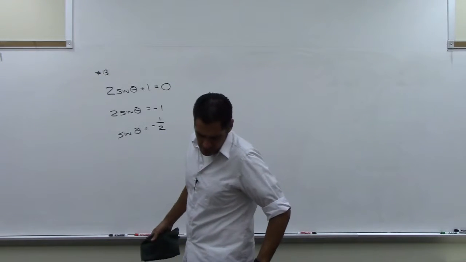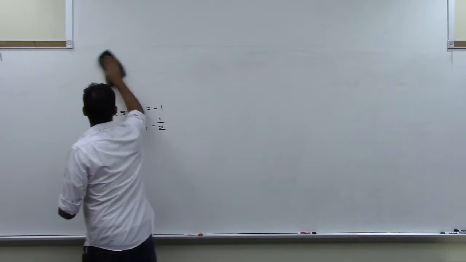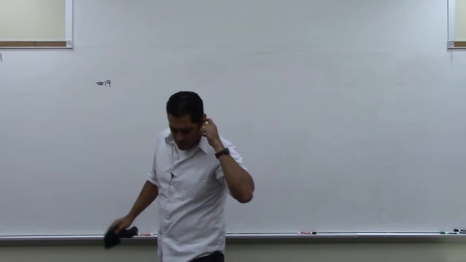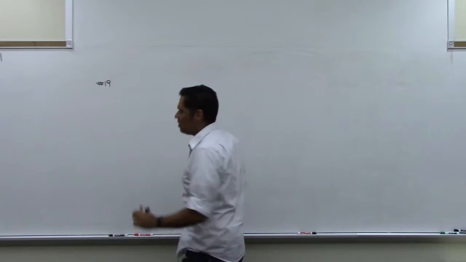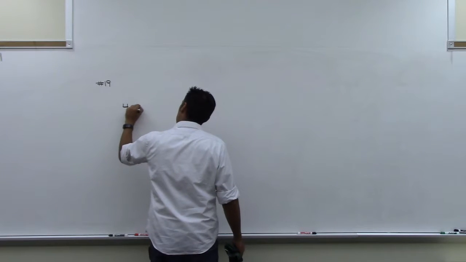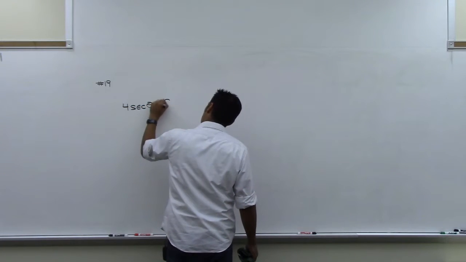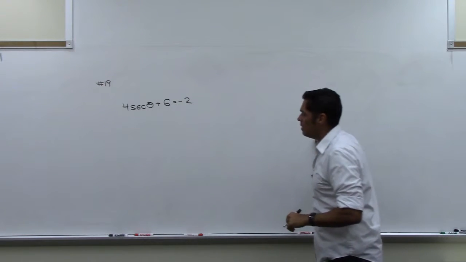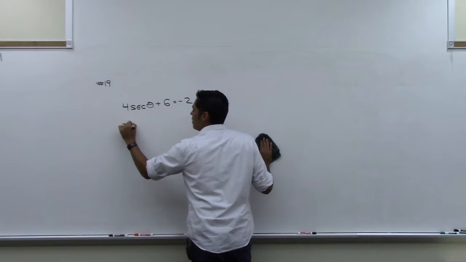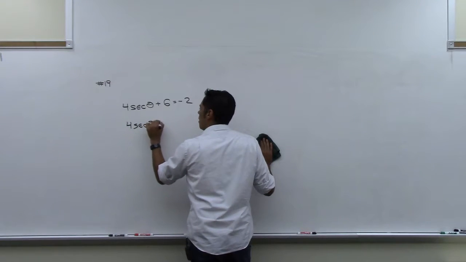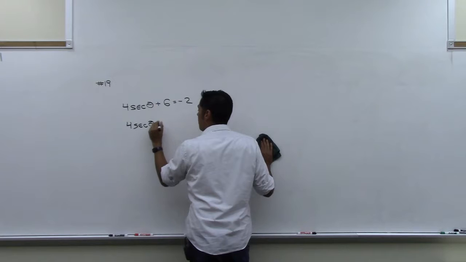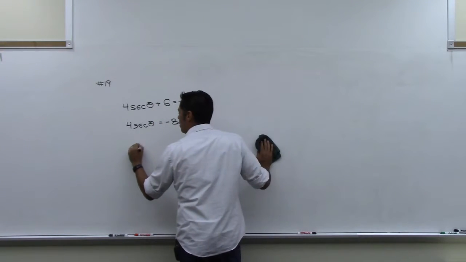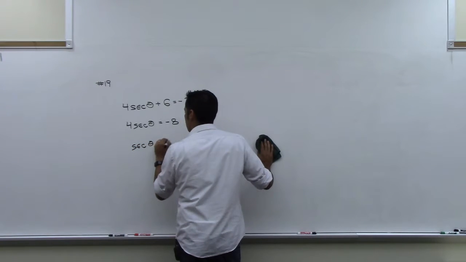Okay, next one is number 19. We have 4 secant theta plus 6 equals -2. And keep in mind, we're still on that same interval, 0 to 2 pi. So I'm going to isolate the secant theta, and that means I'm going to subtract 6 on both sides. So I get negative 8 when I subtract 6. Divide by 4, secant theta is negative 2.